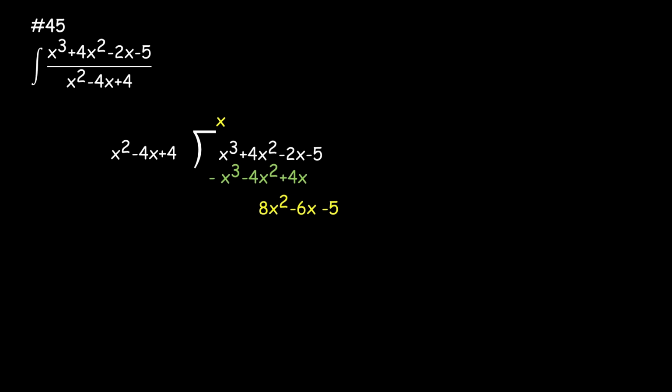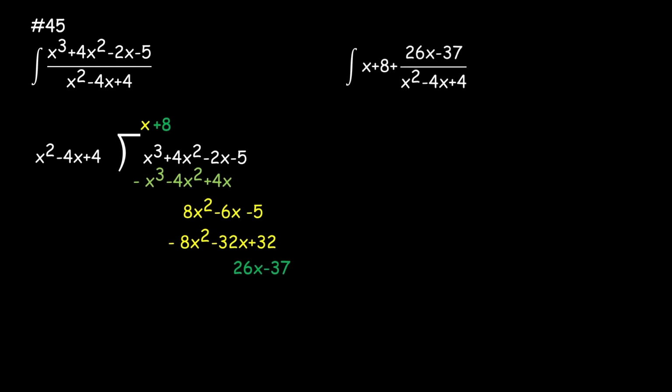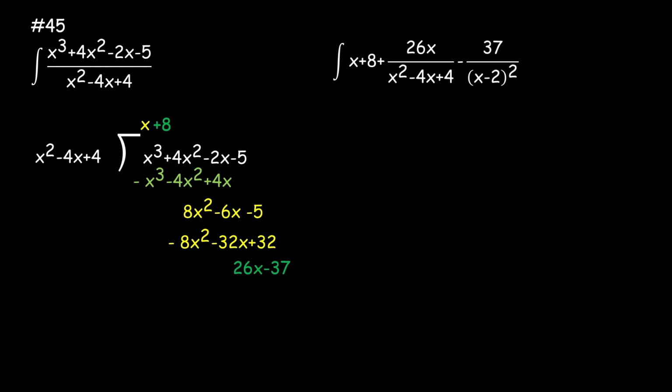Once again, we divide this by the divisor and we should get a positive 8. Then we multiply once again to get 8x squared minus 32x plus 32. And then once we subtract these two values, we should get 26x minus 37. So we go ahead and we substitute this into our original question, just like so. And then we can actually separate these two to have different denominators. Okay, the denominator for the last term can actually change to x minus 2 all squared using factorization.